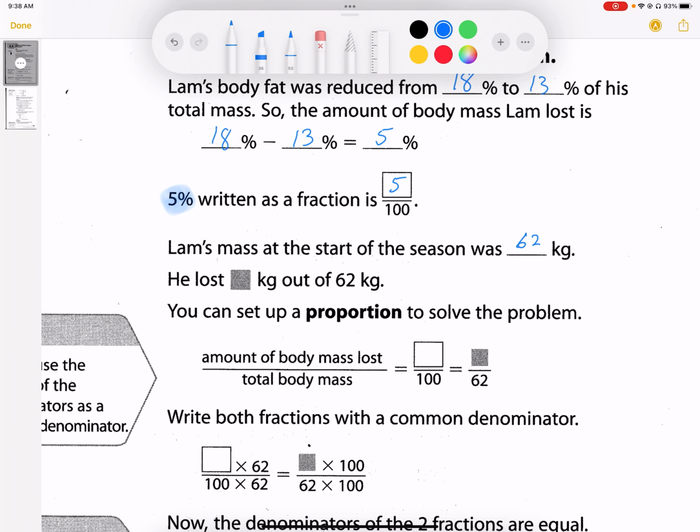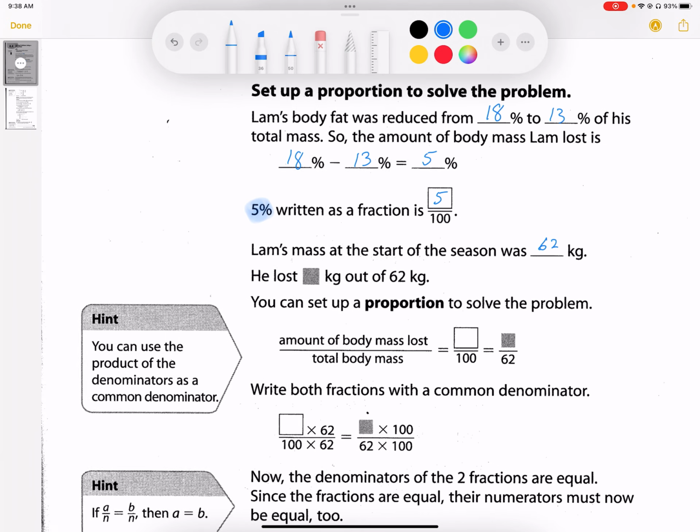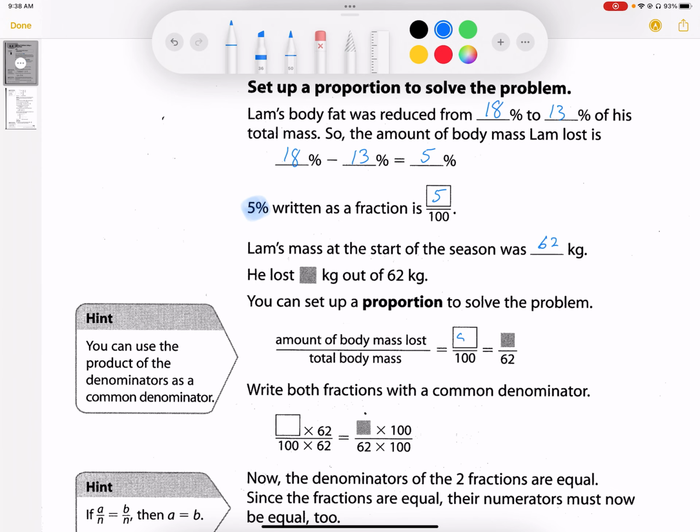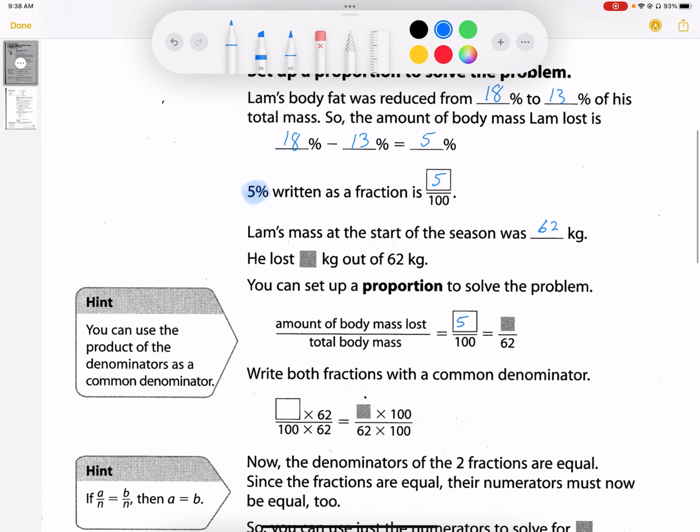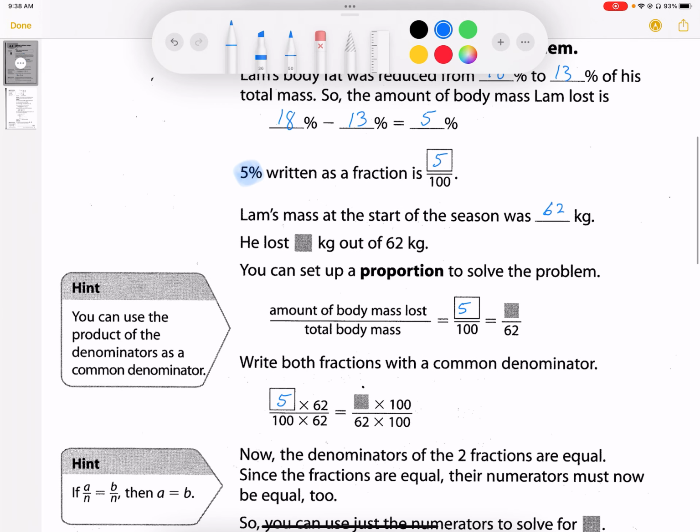So this ratio, amount of body mass lost to the total body mass, is our ratio, and that's 5% lost, or 5 out of 100. And we need to know what that 62 is. So we can make this a fraction out of 6,200, make it a common denominator. So we're going to do 5% times 62, and then we get 5 times 62 over 100. So this becomes blank out of 62.